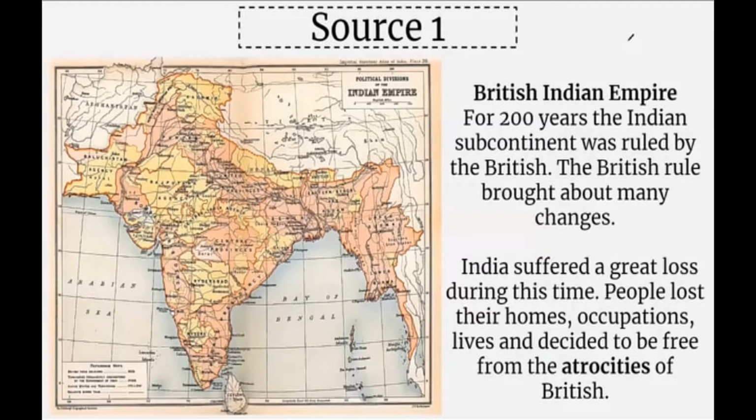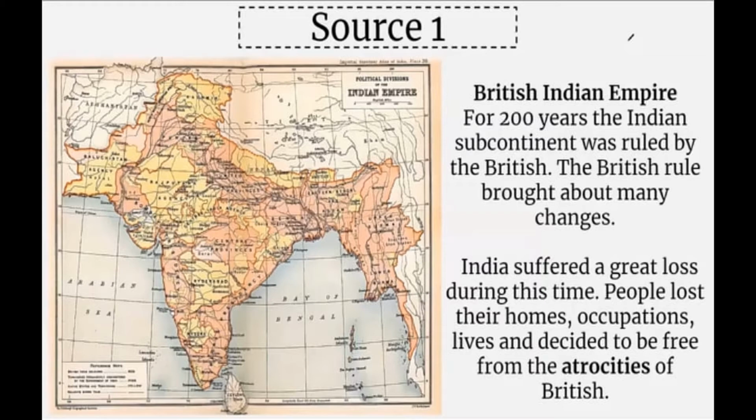Source 1. British Indian Empire. For 200 years, the Indian subcontinent was ruled by the British. As we all know, India got its independence in 1947. Before that, India was ruled by Britishers. And India was ruled for how many years? For 200 years. The British rule brought about many changes.